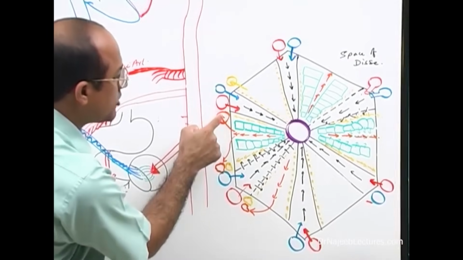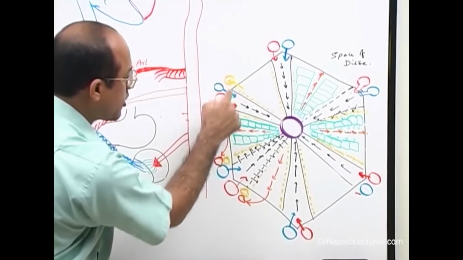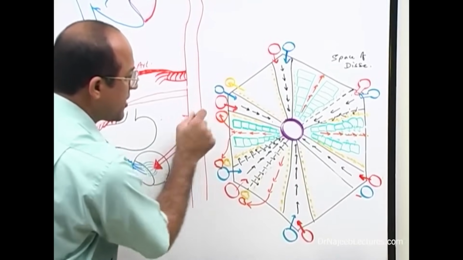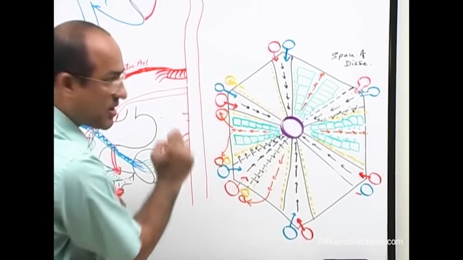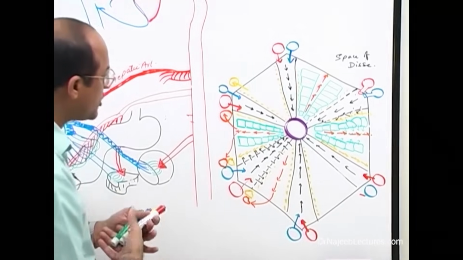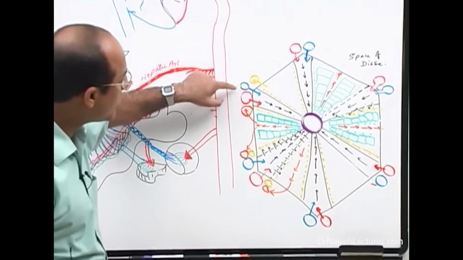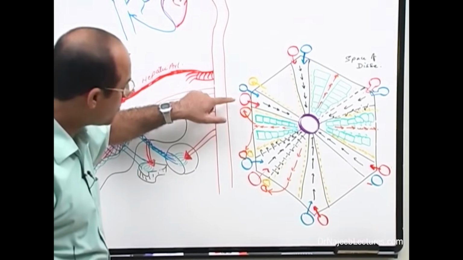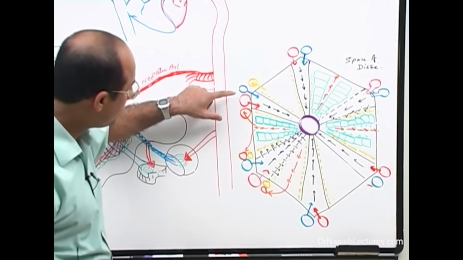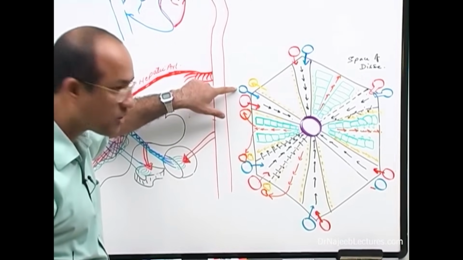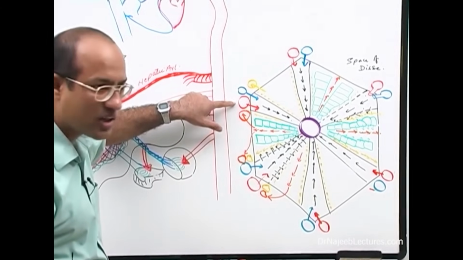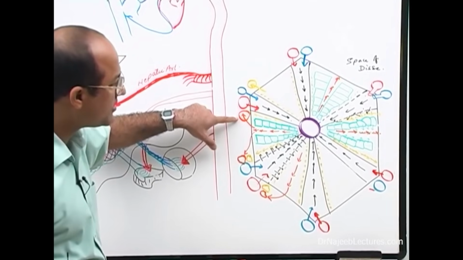So how many channels or systems are present at the corner of this classical lobule? There are 4 systems. But unfortunately, because early histologists did not recognize the lymphatics, they thought there are only 3 systems. There is a branch of portal vein, there is a branch from hepatic artery, and they thought there is, what is this?